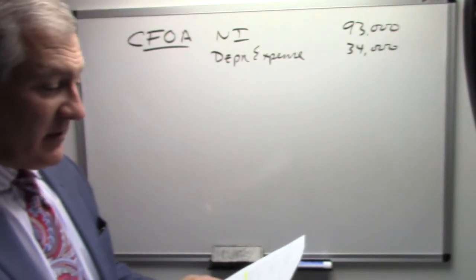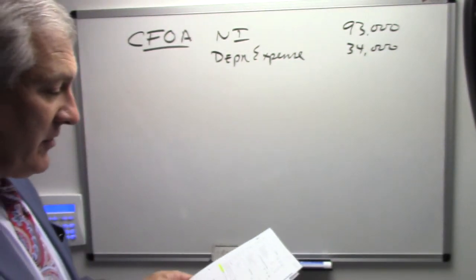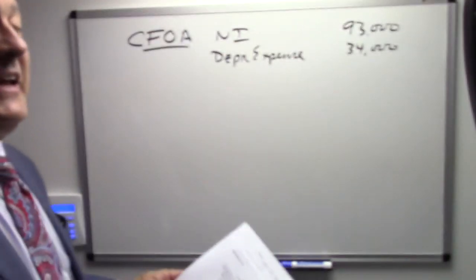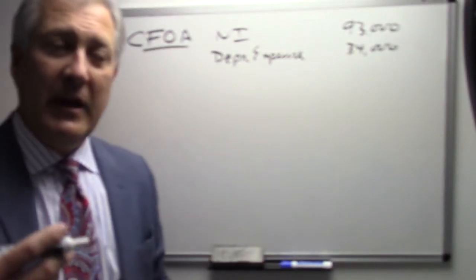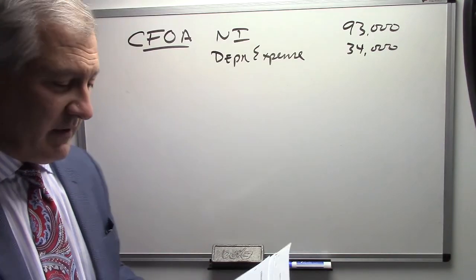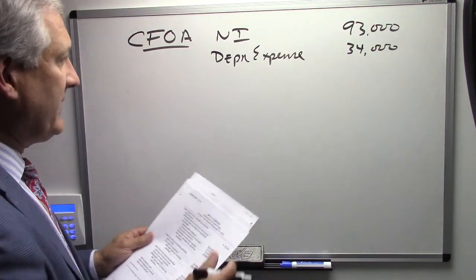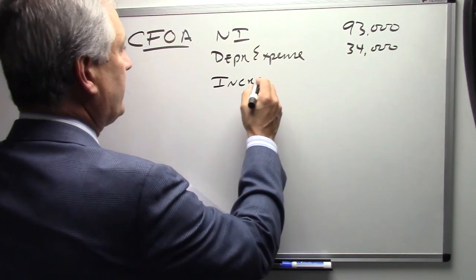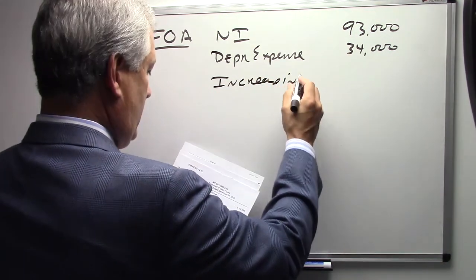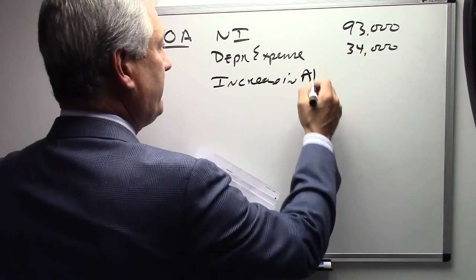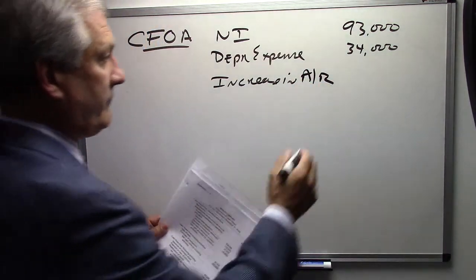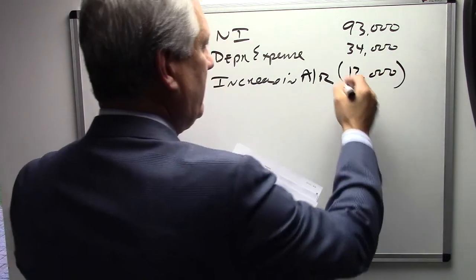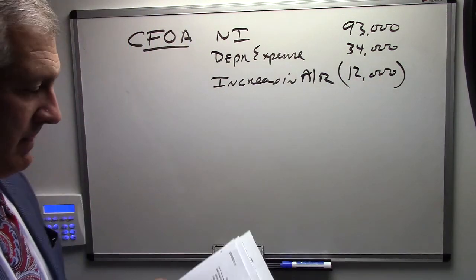That's something we reconcile to at the very end. The first one is accounts receivable. Accounts receivable goes from $76,000 to $88,000. That's an increase. And remember, if a current asset increases, you're going to subtract that. So it's increase in accounts receivable. You're going to subtract that, put it in brackets.